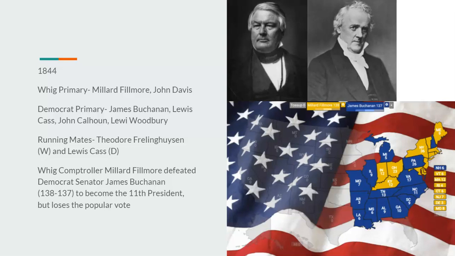This would be a very close election. Fillmore and Buchanan were both historically unpopular after they became president, but they are just terrible candidates in and of themselves. But Whig Comptroller Millard Fillmore would defeat Democrat Senator James Buchanan 138 to 137 to become the 11th president. But he does end up losing the popular vote, which is the first time that happens in this world.